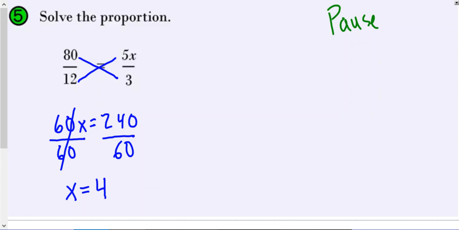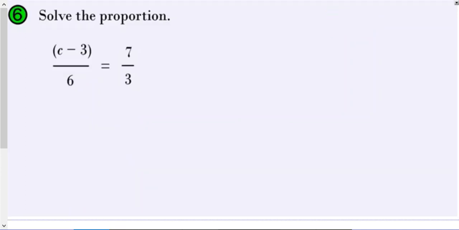Alright, we got a few more examples to work through here. Moving on to number 6. Solve the proportion. We have in parentheses c minus 3 to 6 equals 7 to 3. Again, we're going to use the same process. We're going to cross multiply, and then we are going to solve.